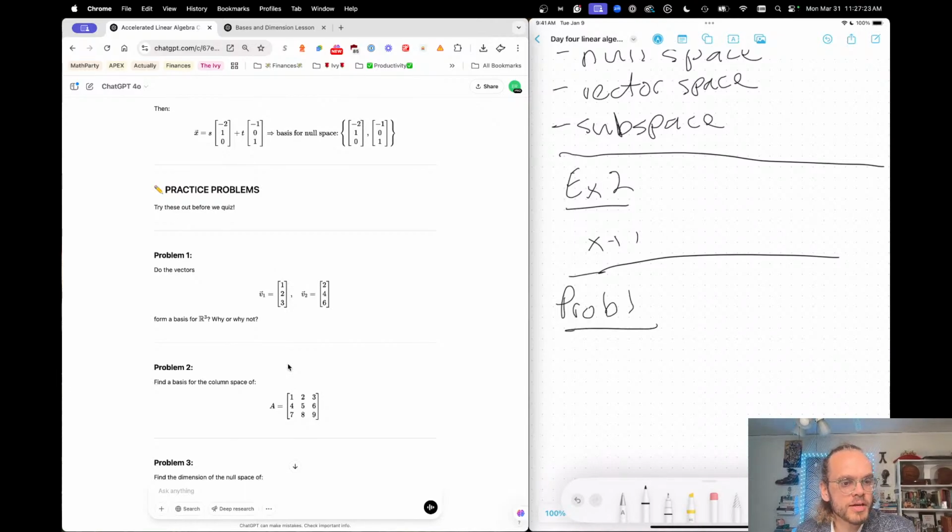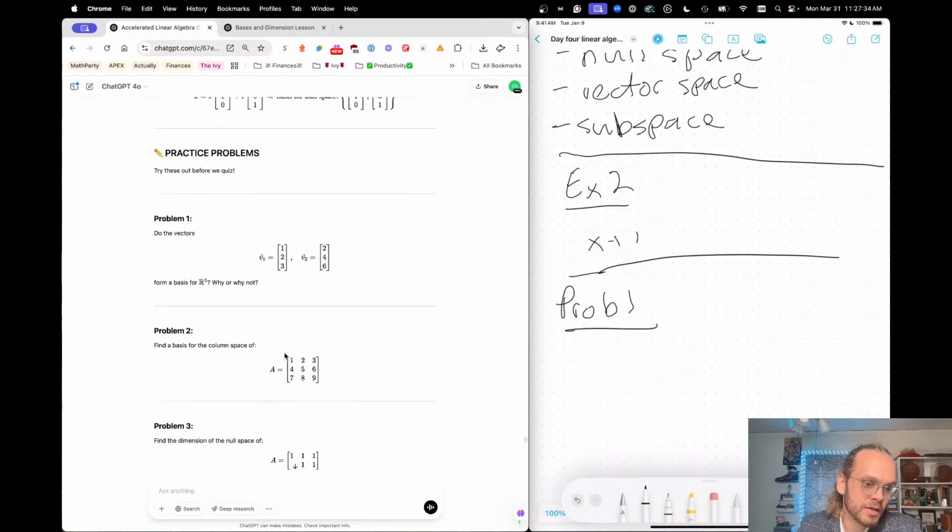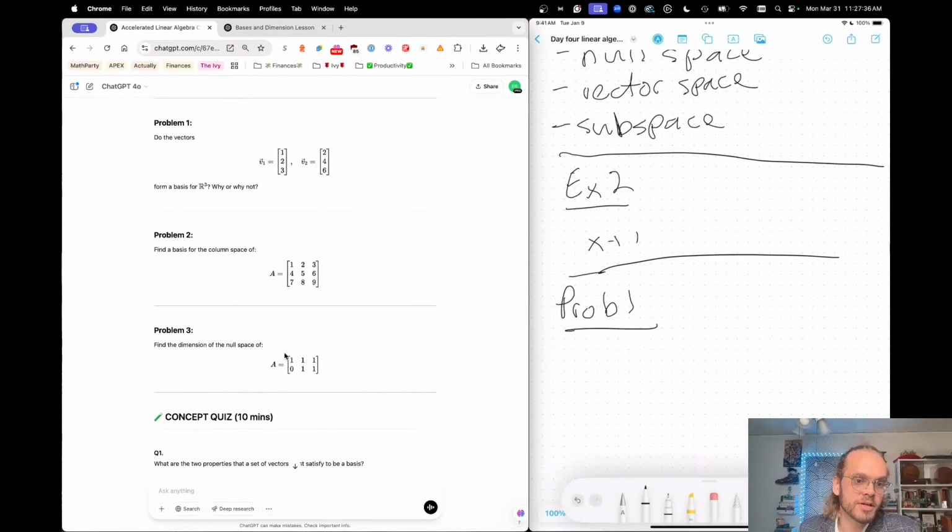Do the vectors form a basis for R3, the 3-dimensional real space? Why or why not? I can just tell you right now, no, because they are not linearly independent. They're the same line here, right? Okay, so I'm just going to go to problem 2 since problem 1 was super easy.